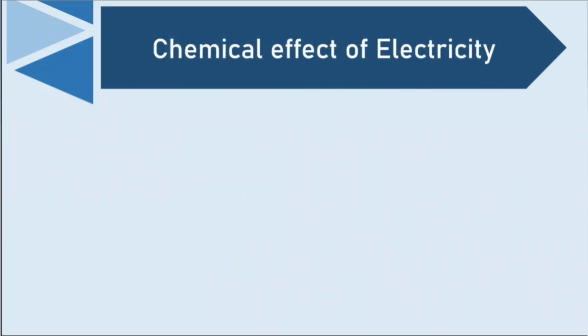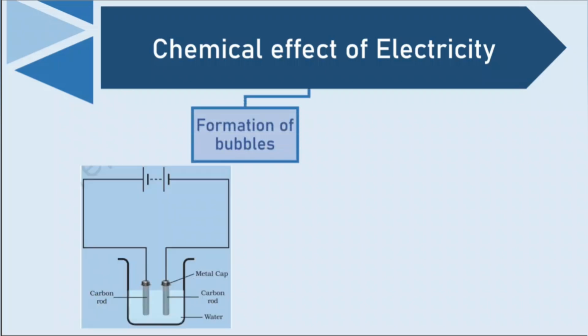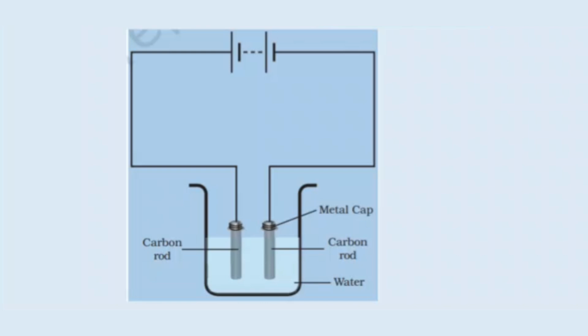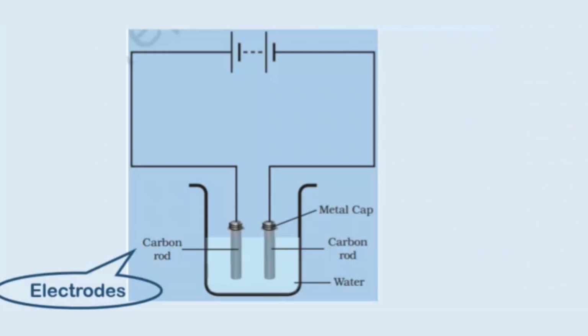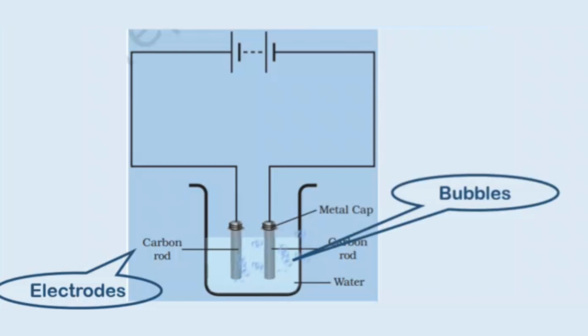We have already studied two different effects of electricity. Now let us study a third one, that is, chemical effect of electricity. The first chemical effect of electricity is formation of bubbles. When you create a circuit like the one shown here with electrodes, that is, carbon rods dipped in a container of water connected with a circuit, you can observe that eventually bubbles start coming out near the electrodes. This is a chemical effect.